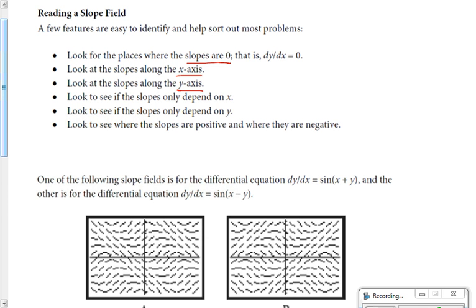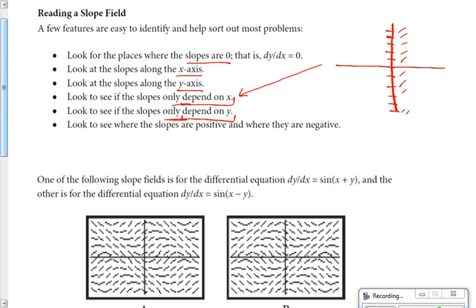I also like to look for patterns where the slopes only depend on x or only depend on y. If the slopes only depend on x, maybe you can draw a little picture of this, you're going to have vertical patterns. So all of your slopes at x equals 0 are going to be the same. All of your slopes at x equals 1 are going to be the same. All of your slopes at x equals 2 are going to be the same. So you're going to have vertical patterns when the slopes only depend on x. We'll do one of those again in a little bit here.